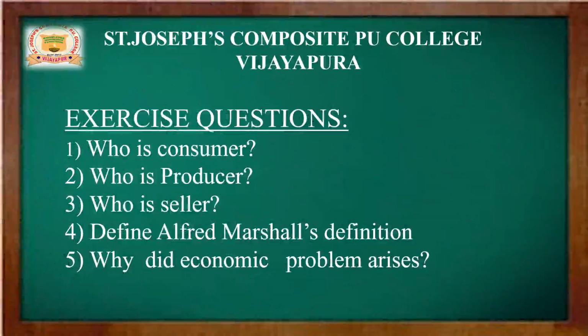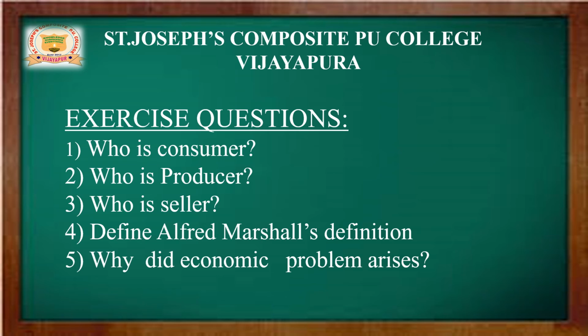Then we will follow these exercise questions. Question number 1: who is a consumer? Dear children, please remember, a consumer is one who consumes the products. Already we discussed who is a producer. One who produces goods and services is called a producer.